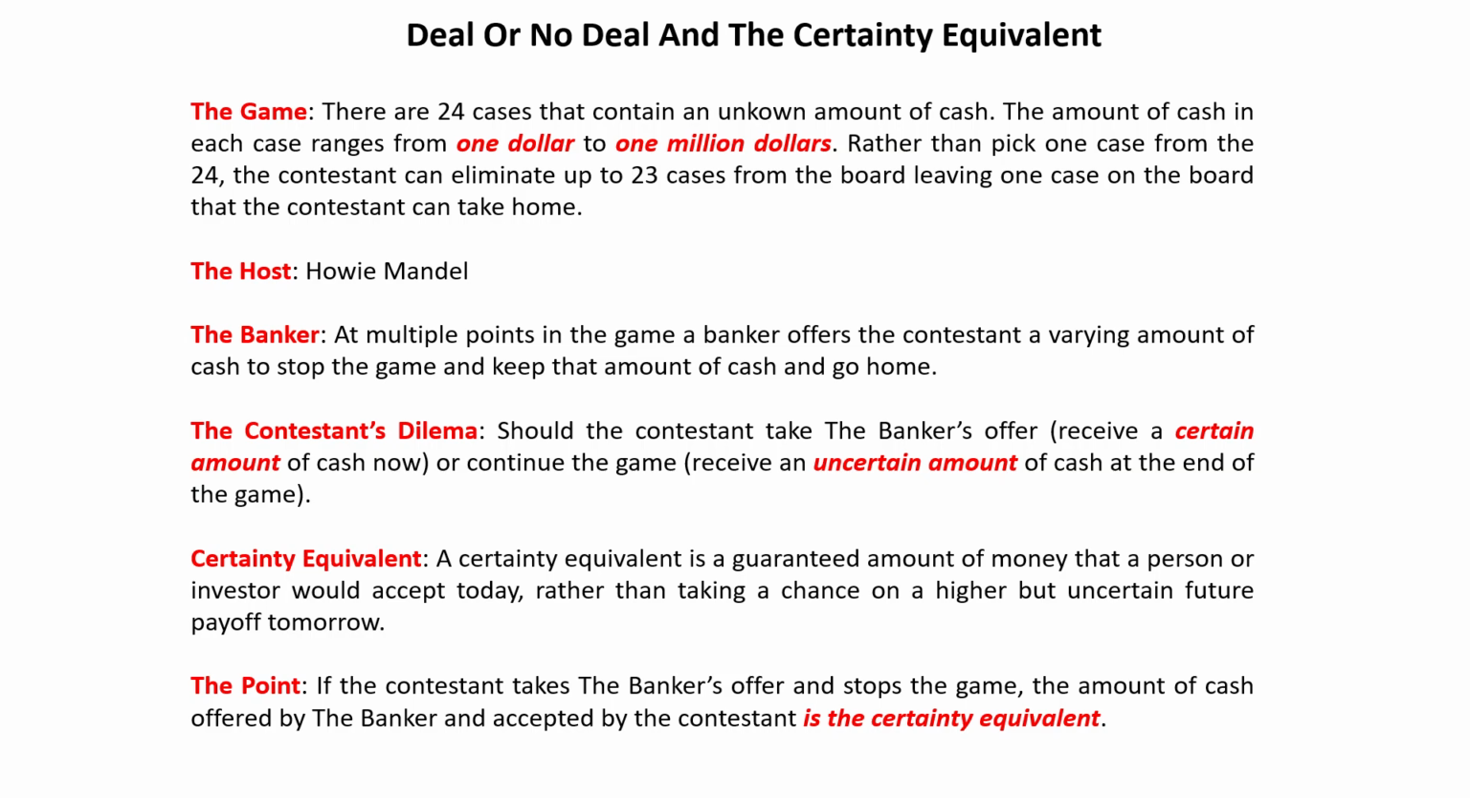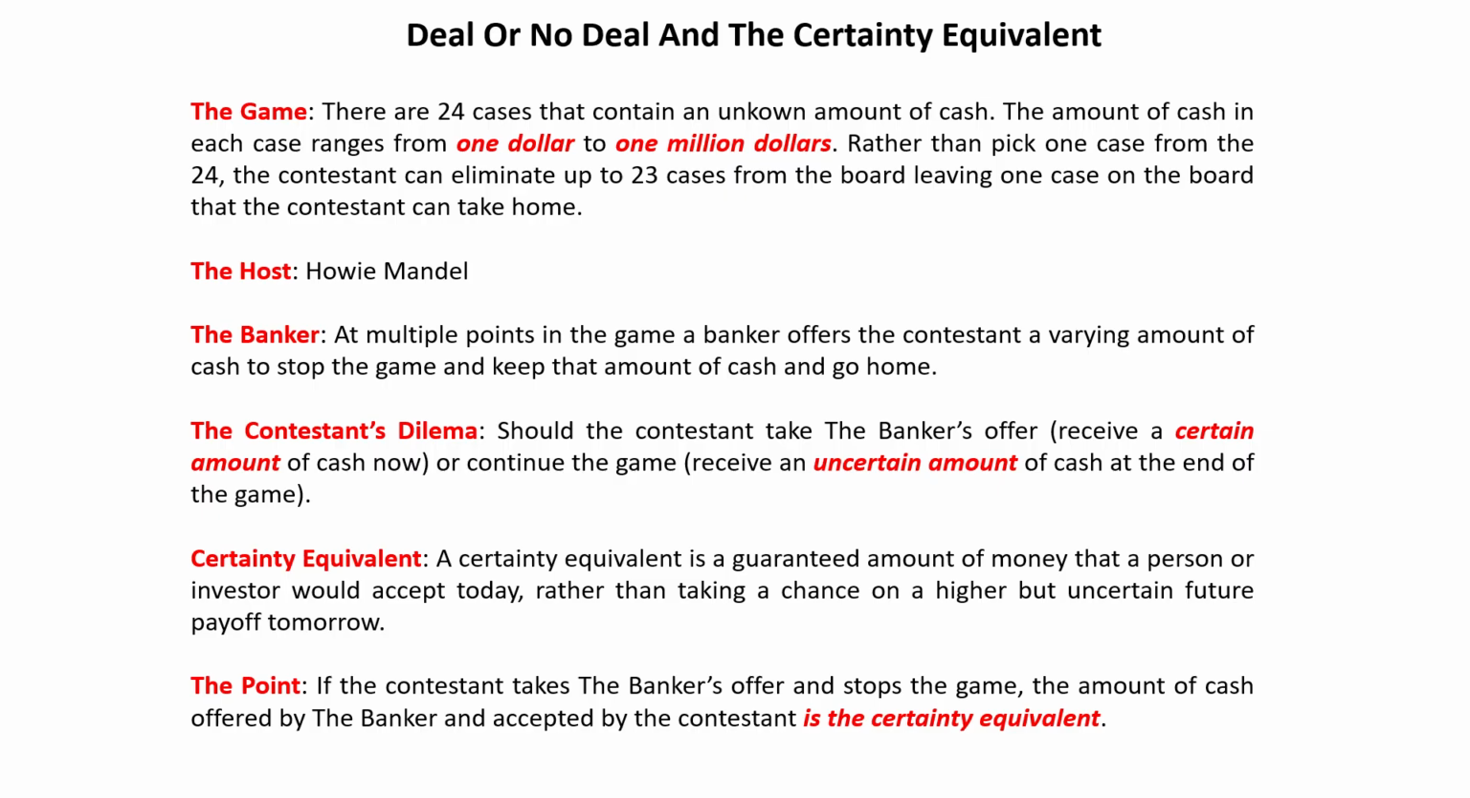So here's the definition of a certainty equivalent, and then we'll apply it to Deal or No Deal. A certainty equivalent is a guaranteed amount of money that a person or investor could accept today rather than taking a chance on a higher but uncertain future payoff tomorrow. So here's the point. If the contestant takes the banker's offer and stops the game, the amount of cash offered by the banker and accepted by the contestant is the certainty equivalent.